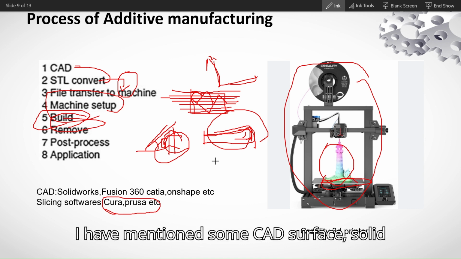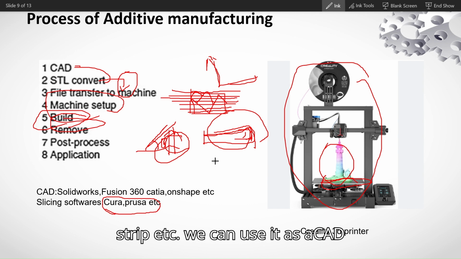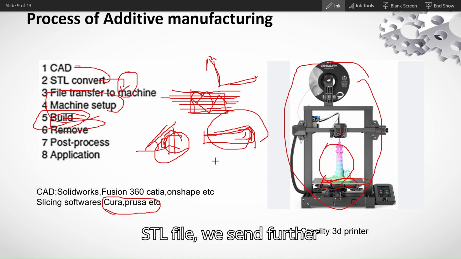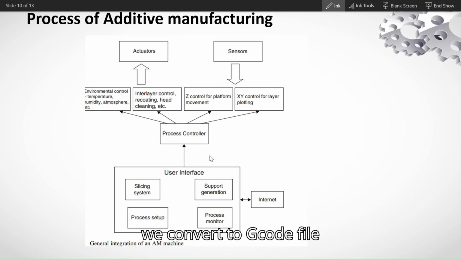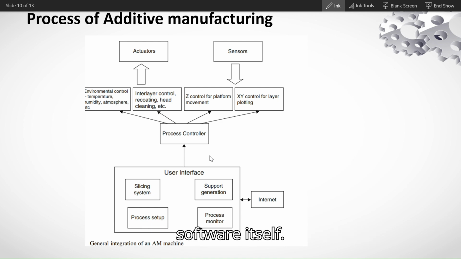I have mentioned some CAD software: SolidWorks, Fusion, CATIA, OnShape, etc. We can use them as CAD software. We make the model, we convert it into an STL file, and we send it further to slicing software like Cura. We convert the STL to a G-code file, and then we give it as input to the machine and just build it. Machine parameters and all we can control in the slicing software itself.